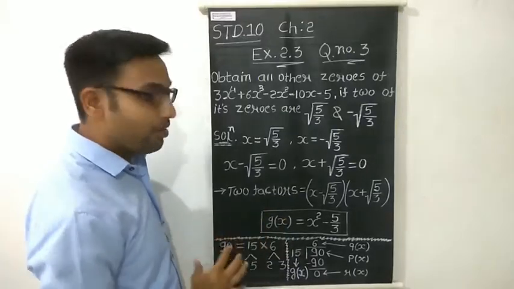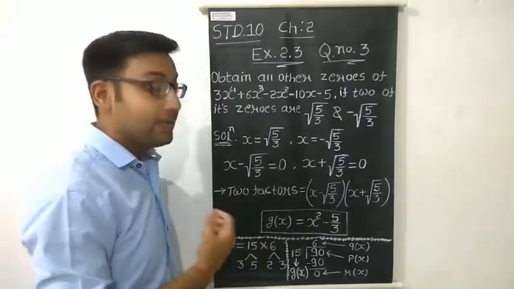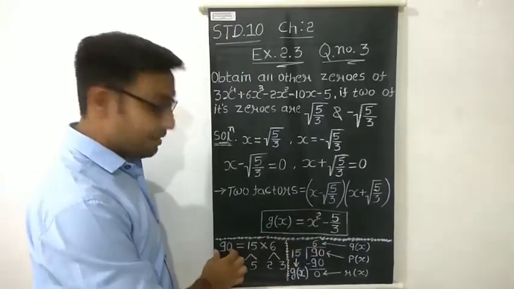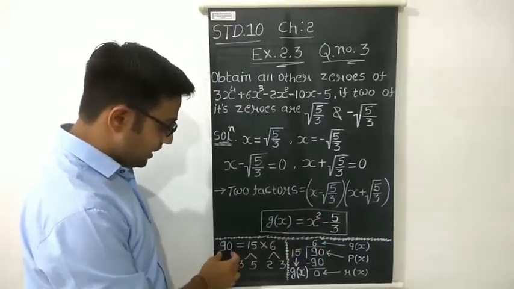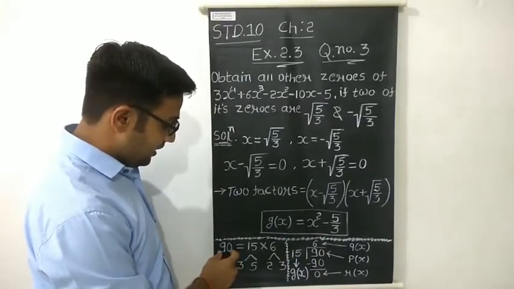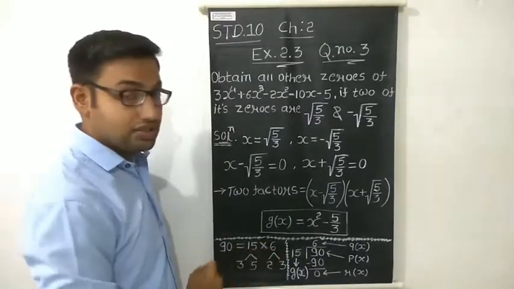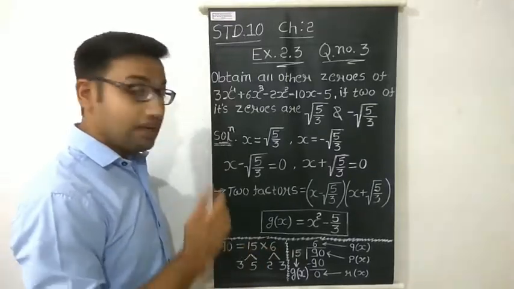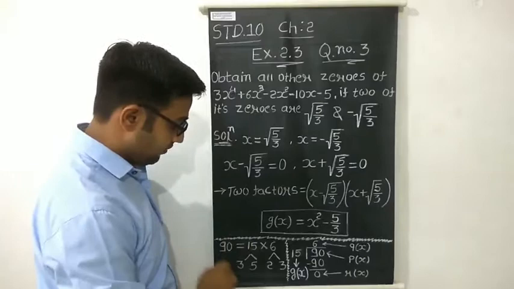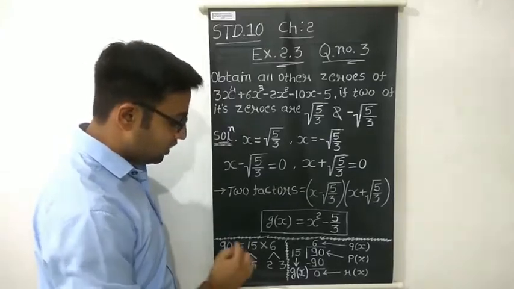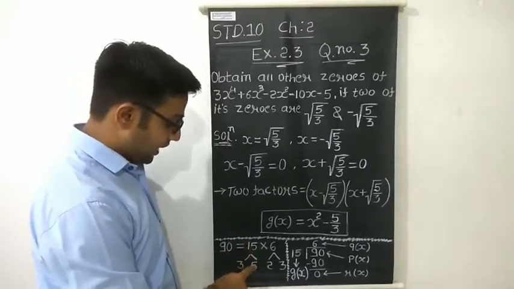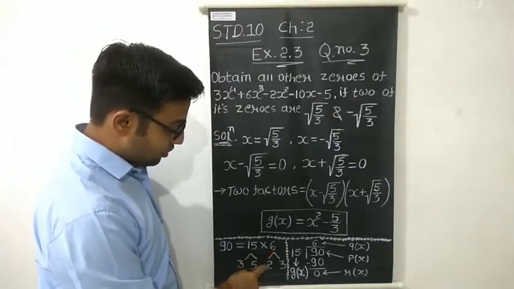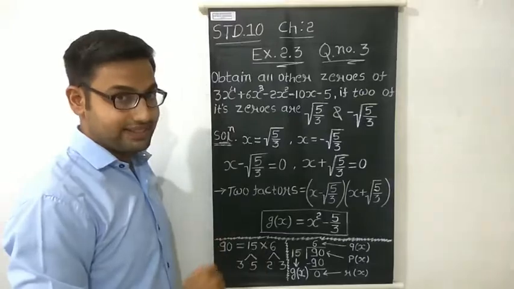So what can we do now? For that, let's see an example with digits. Suppose there is 90. So 90 we can write as 15 into 6. 15 and 6 both are factors of 90. Again 15 we can write as 5 into 3, because 5 and 3 are the factors of 15, and here also 2 and 3 are factors of 6.